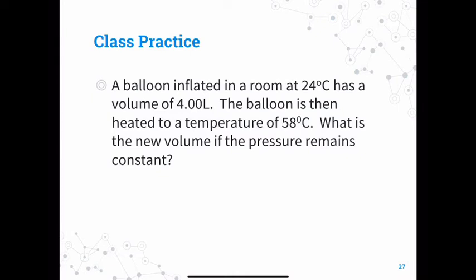A balloon inflated in a room at 24 degrees Celsius, okay, so that's going to be a temperature 1, has a volume of 4 liters, so that'll be a volume 1. The balloon is then heated to a temperature of 58 degrees Celsius, so that'll be a temperature 2. And then what is the new volume? The question is asking us for a volume 2.